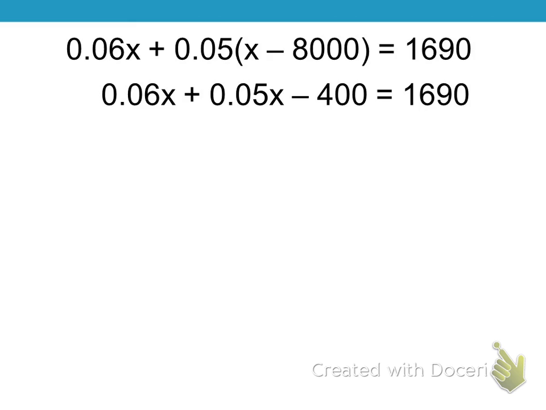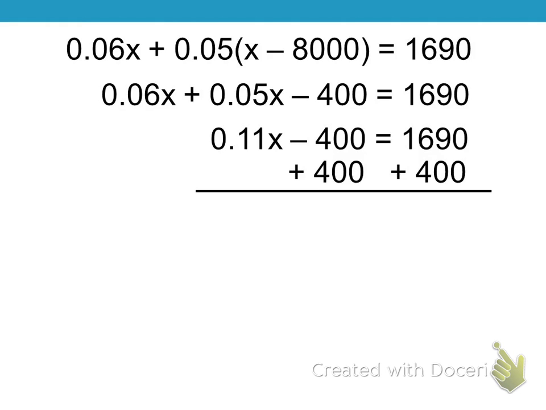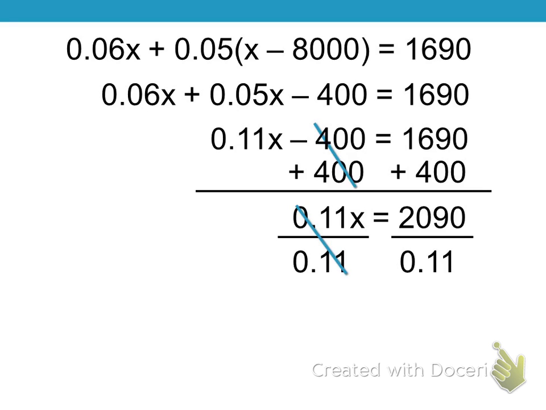Now, you can see that the x's are on the same side of the equal sign, so you can just combine like terms. What's 0.06 plus 0.05? 0.11. All right, then we add the 400. We get 2090. And then divide. 19,000. Hold on. Now, is that my answer? No. That's how much he invested at 6%.